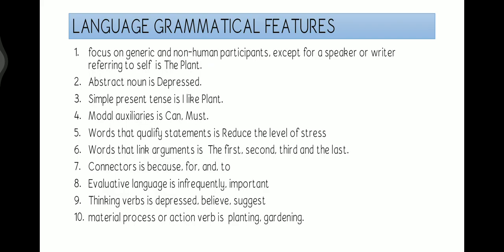Language grammatical features. Number 1. Focus on generic or non-human participants, except for the speaker or writer; reference to self is the plant. Number 2. Abstract noun is depressed. Number 3. Simple present tense is I like plants. Number 4. Modal auxiliaries are can and must. Number 5. Words that qualify statements is in reduce the level of stress. Number 6. Words that link arguments are the first, second, third, and the last.